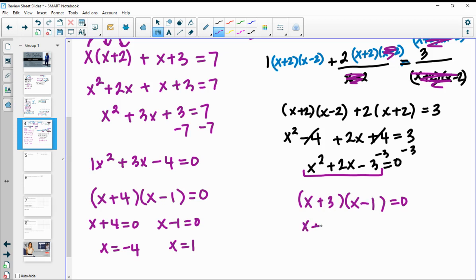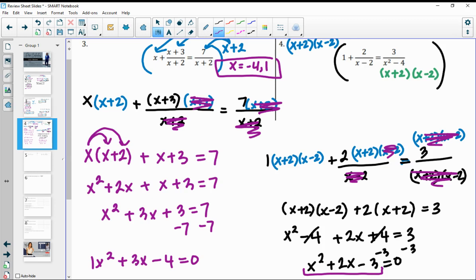So then we'll set each of these equal to 0. So here we get x equals negative 3 and x equals 1. So then we'll go back up to our original problem, and we got x equals negative 3 and 1. And neither of those make the denominator 0, because a 2 and a negative 2 would do that. And so those are both solutions.